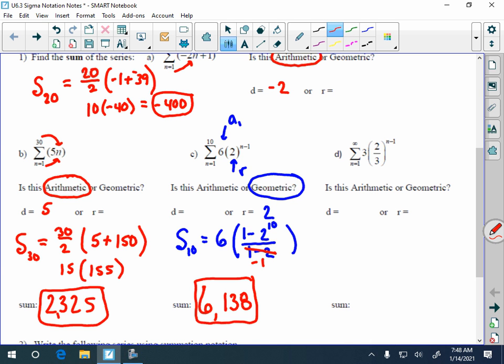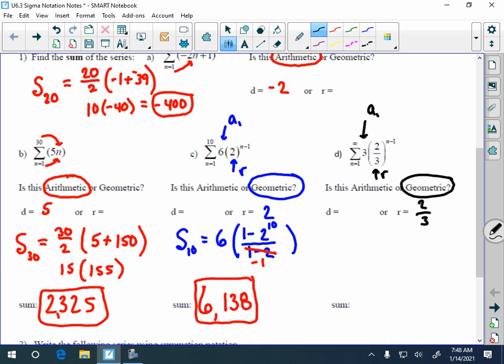All right, and then let's do D. So we see our rule is 3 times 2/3 to the n minus 1. Again, since we have that exponent, that's a variable, n minus 1, we know this is geometric. Again, that number in front is the a1 term. The number inside the parentheses is r, so r is 2/3. Now, because of the infinity at the top, that tells us that this is not a finite series, it's an infinite series. So we have a formula that we can use for infinite.